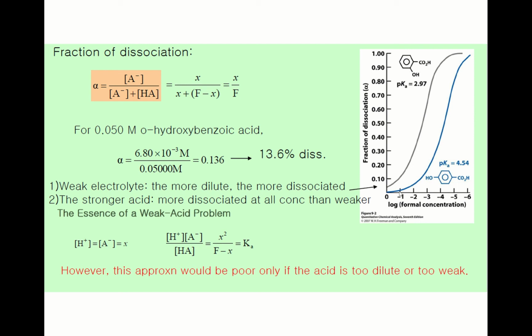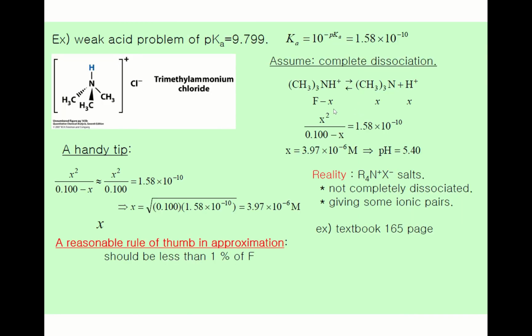So the fraction of dissociation becomes larger and larger, and at very low concentration it approaches 1, full dissociation. But this ortho compound is a stronger acid than this para compound, so this curve starts earlier.